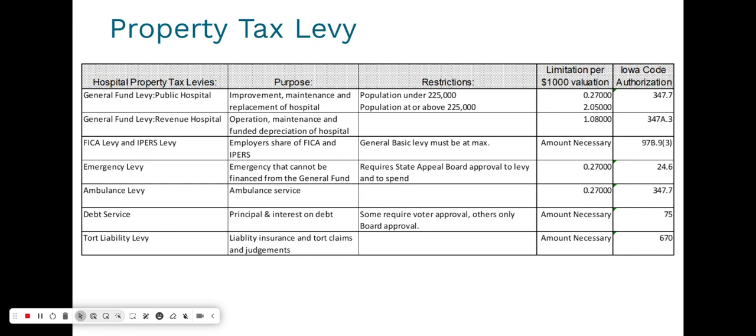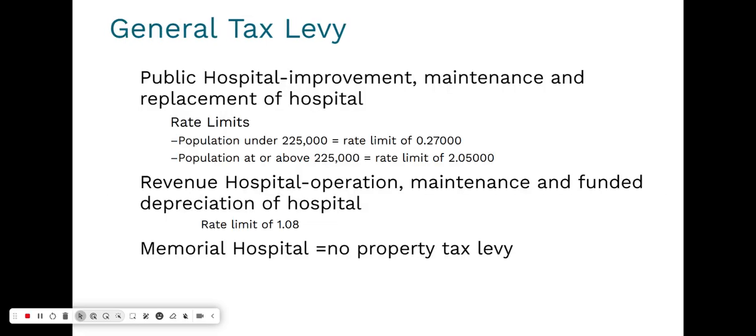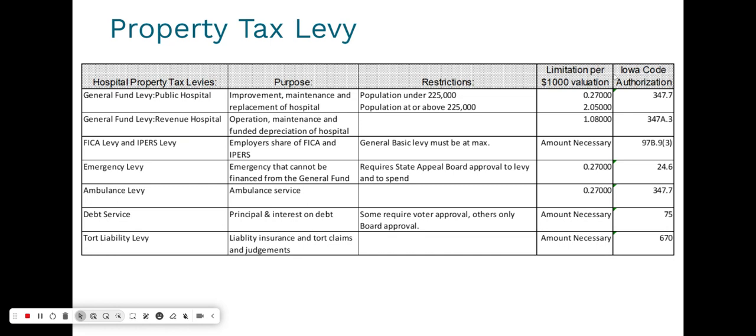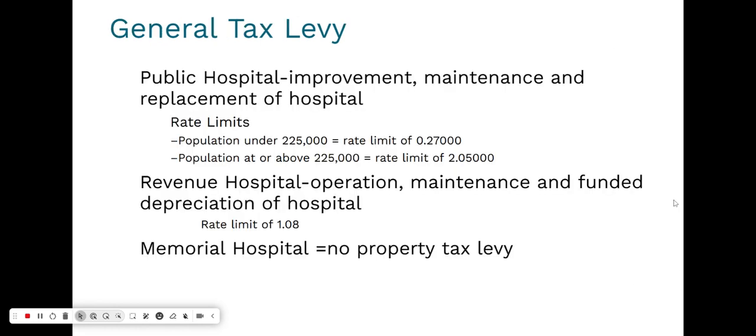Public hospitals also have an emergency levy rate, an ambulance levy rate, a tort liability levy rate, and then also, in some cases, hospitals may be able to levy for debt service. This would be primarily at the initial onset of the hospital itself. So I'll go into a little bit more detail of those different rates. Again, though, if you're curious, you can pull up those sections of the code and read the statutory language yourself.